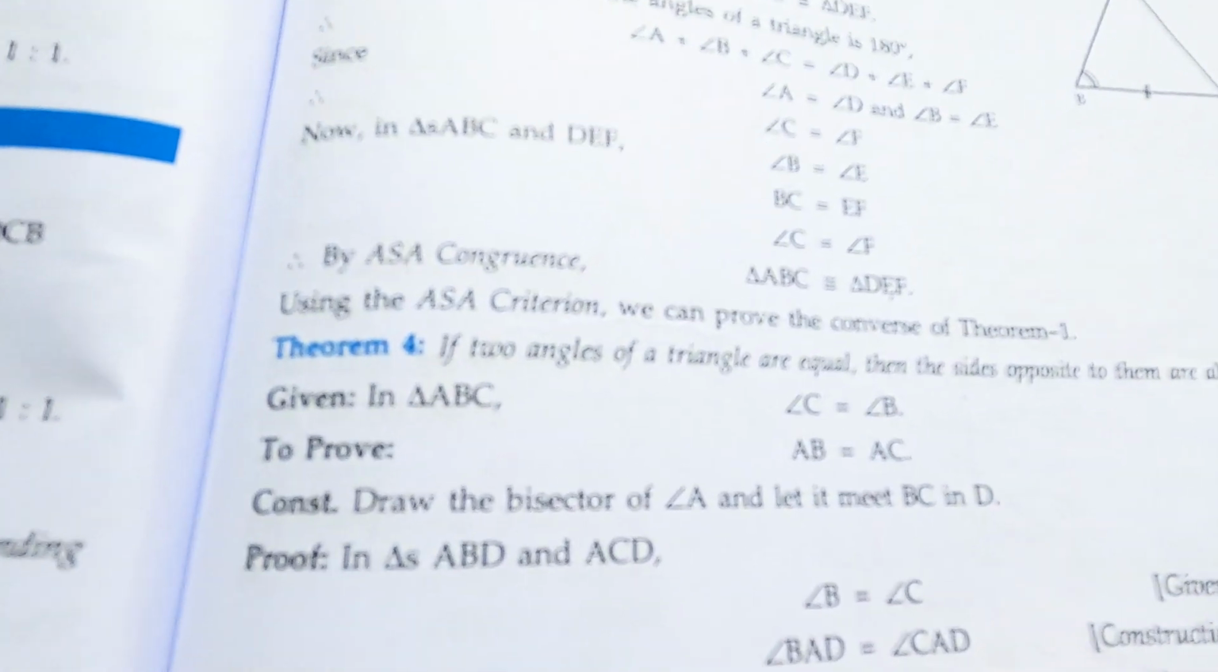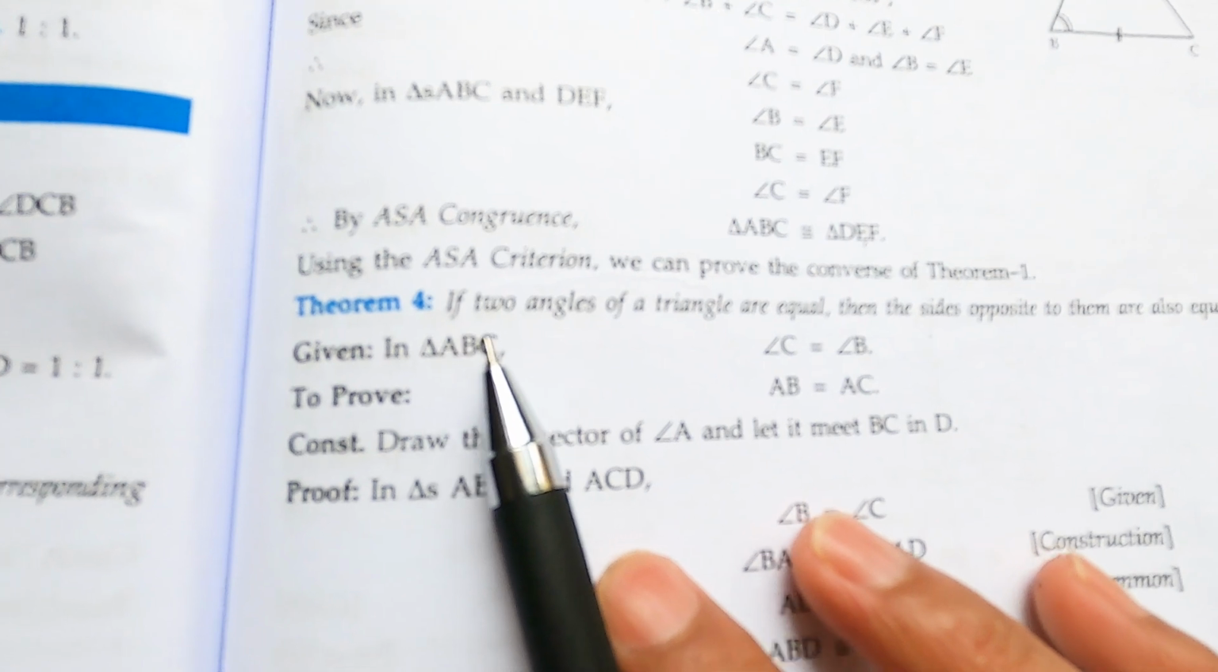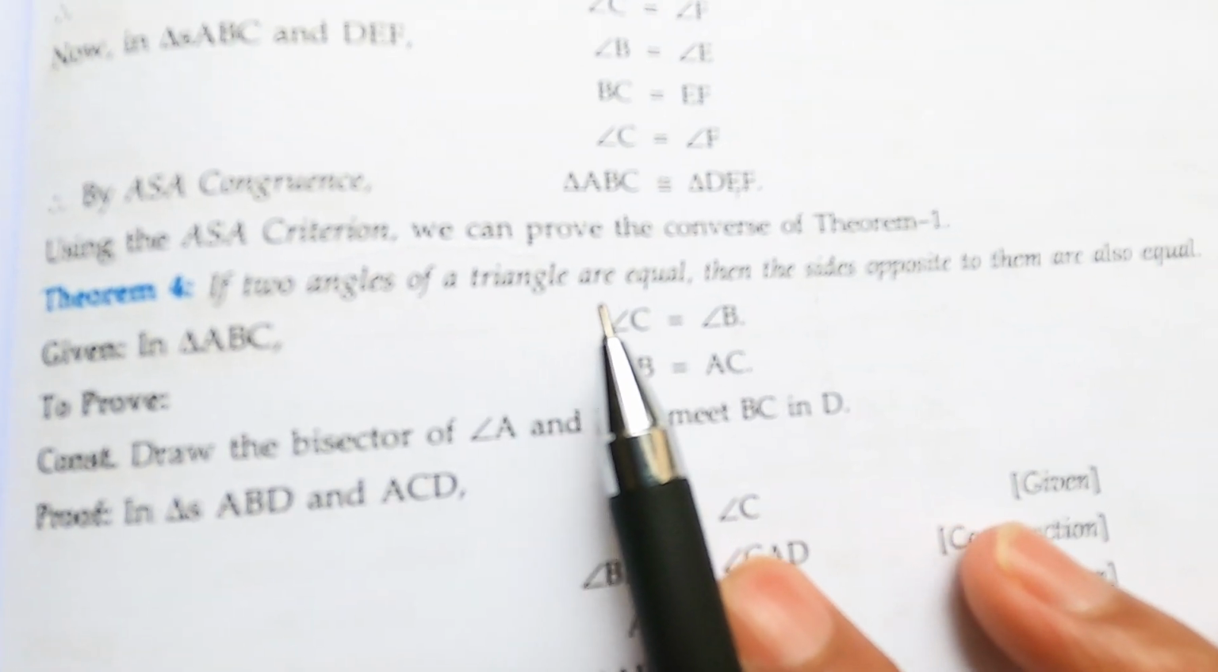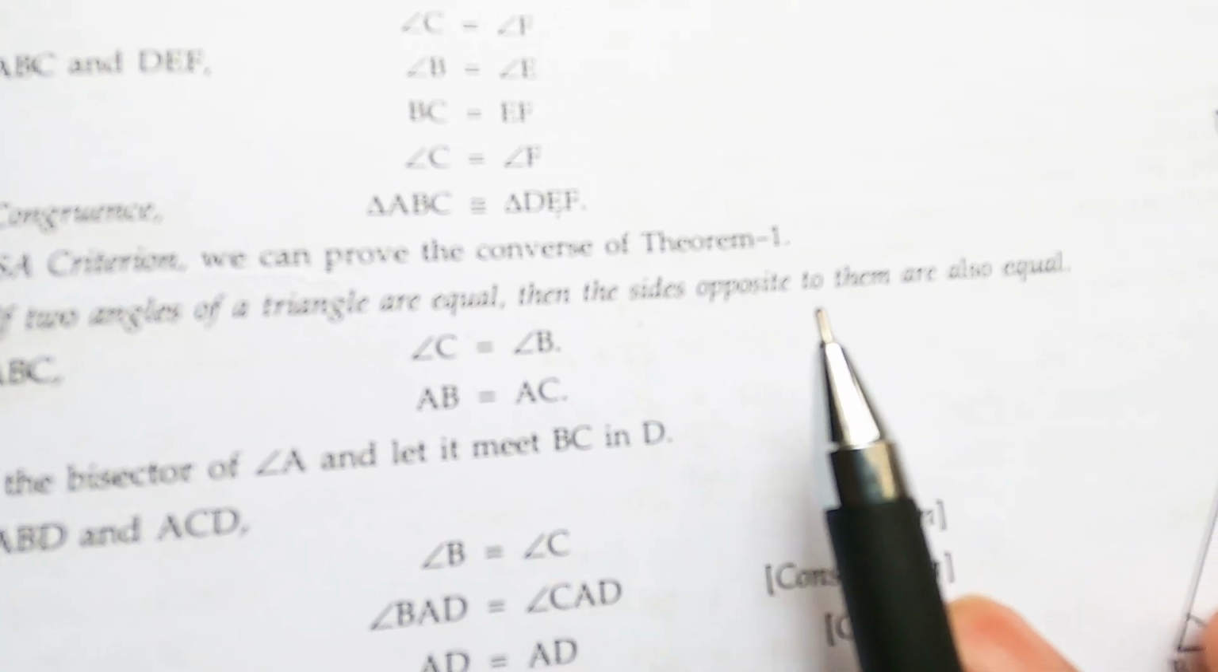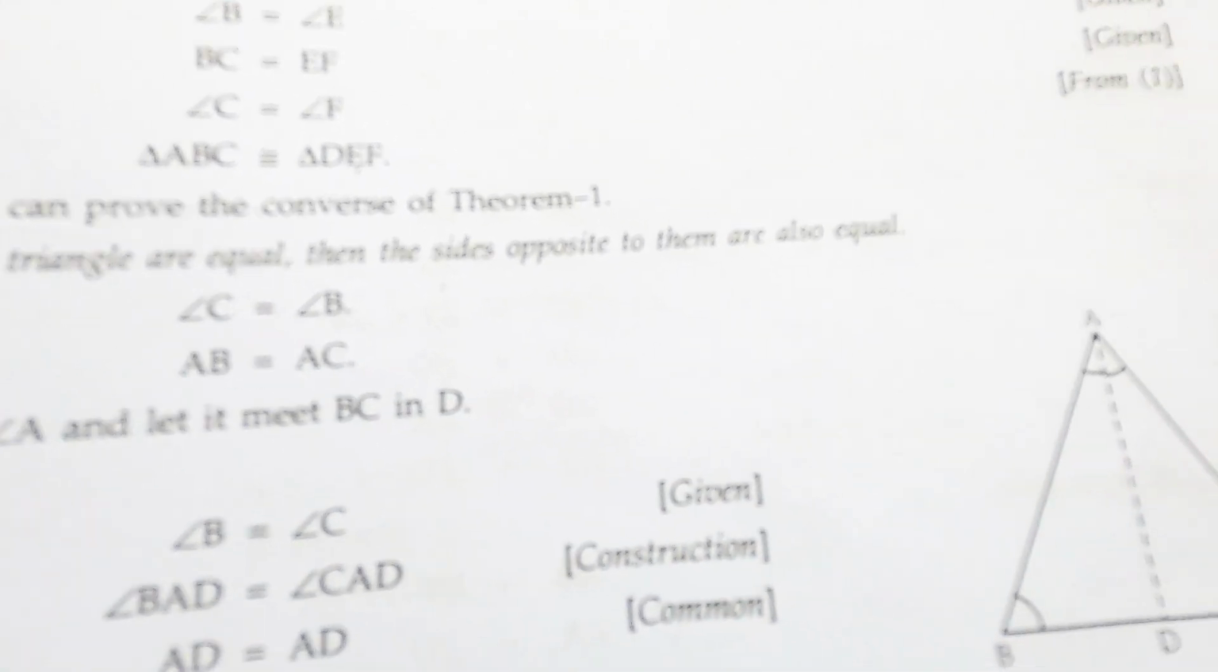Also, another important theorem is this one: if two angles of a triangle are equal, then the sides opposite to them are also equal.